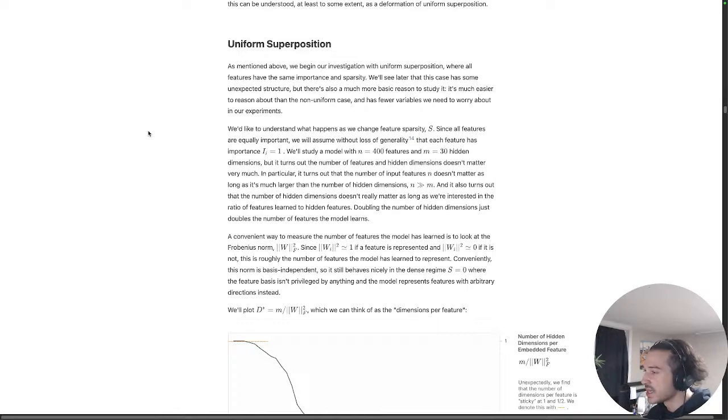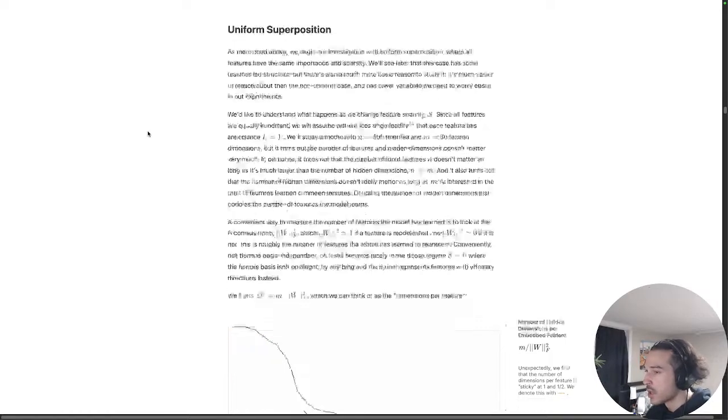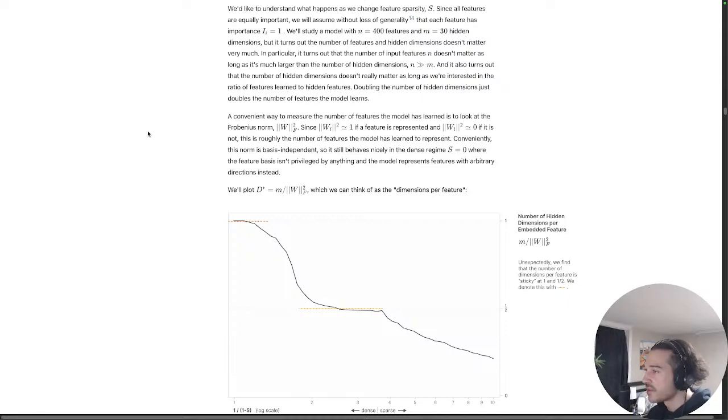Doubling the number of hidden dimensions just doubles the number of features the model learns. A convenient way to measure the number of features the model has learned is to look at the Frobenius norm. So the squared Frobenius norm, or I should just say the squared norm of W sub f. I'm not sure how to pronounce the symbol for Frobenius norm. I guess you just say Frobenius norm, but I'm trying to read off all the math.